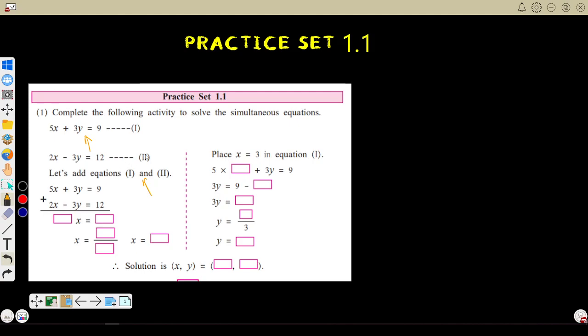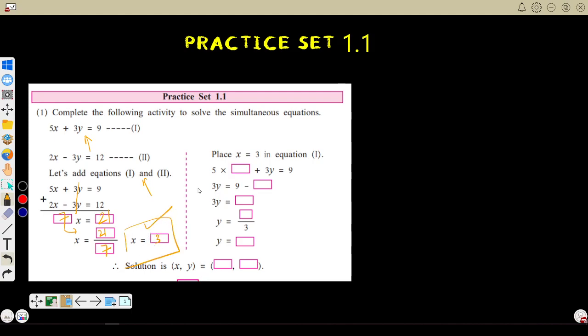Now it is already given that the equations are added. Let's add equations 1 and 2. So here look at this. Plus 3y minus 3y, this will get cancelled out. 5x plus 2x will give 7x. 9 plus 12 will be 21. So if I shift this 7 on the other side, 21 will be divided by 7, which will give the value of x as 3.